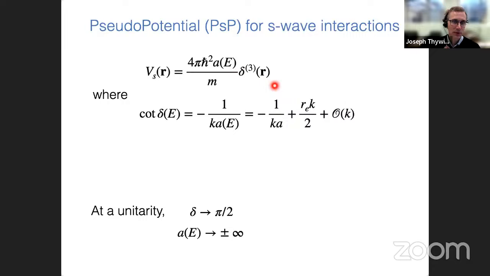And once you write out the pseudopotential, you can write out a many-body Hamiltonian and explore theoretically and experimentally interesting many-body physics with S waves. So the cotangent of the phase for S waves looks like this, and I'll come back to talking about what this expansion means. But let me just say that at unitarity, the scattering phase goes to pi over 2, so that this cotangent goes to 0. And that's also where the scattering length diverges, as I showed you in the previous plot. And that means the prefactor of the pseudopotential diverges, and yet the whole thing works out because the pseudopotential just enforces a boundary condition.